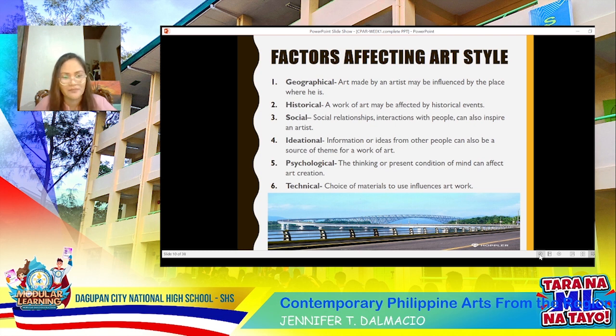There's freedom. Next, we have psychological, when the thinking or present situation or condition of mind can affect art creation. An example of this was during the time when Mindanao was in a state of violence and illegal logging. Now, the folk rock band came up with the song Masdan Mo Ang Kapaligiran.